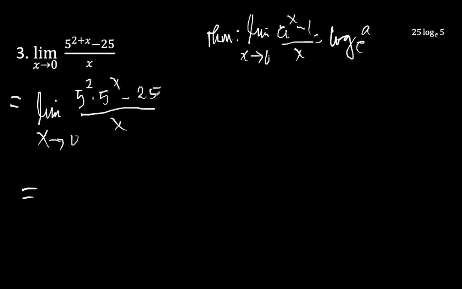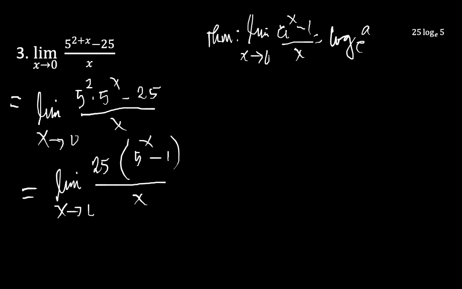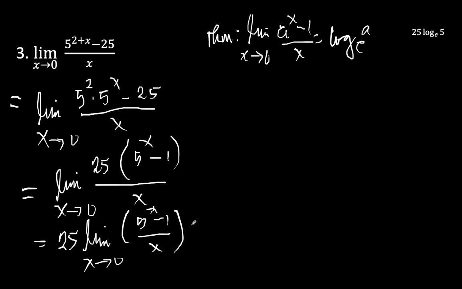So here, we can now see that we can factor out 25 here. So that's the limit of 25 times 5^x minus 1 all over x as x approaches 0. Since 25 is constant, then by the limit property, we can place this constant as a coefficient of the limit. So that's 25 times the limit of 5 raised to x minus 1 all over x as x approaches 0. All right, so let's take the limit of this.